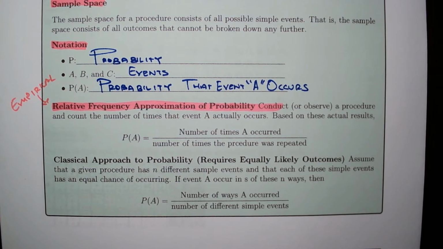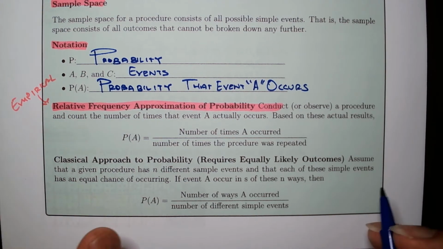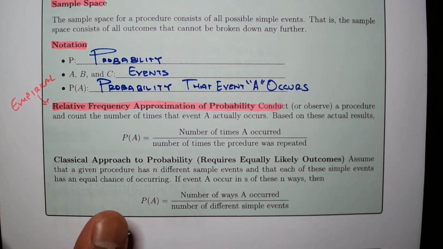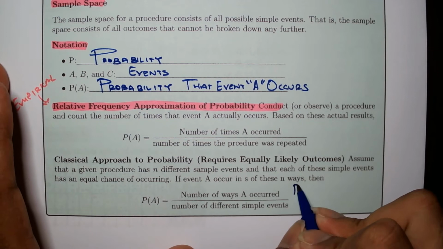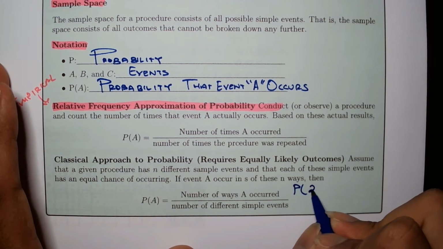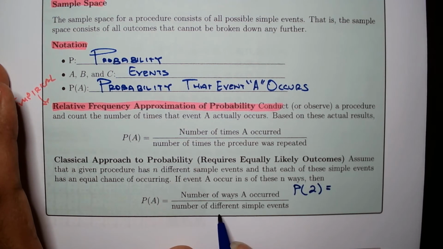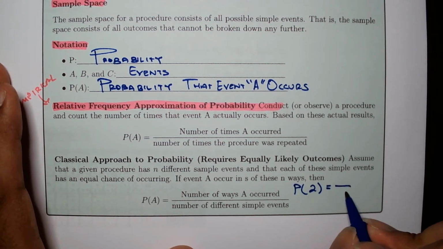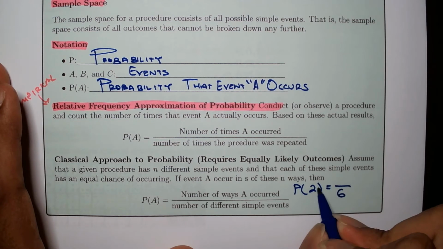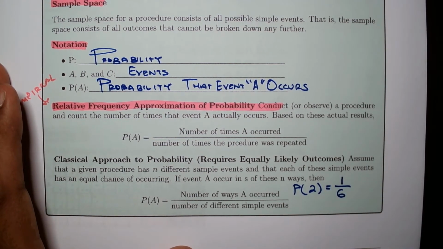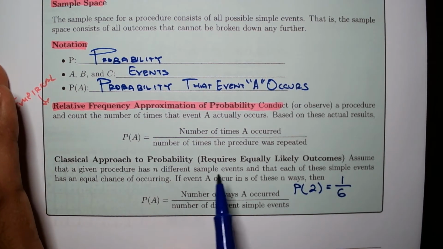For example, let's describe rolling a die. If you want to find the probability that we get a 2 on a die, how many total possible outcomes do we have on a die? Well, we have 6. So the total is 6. And how many 2s do we see on the die? Well, that's 1. So the probability will be 1/6. Now, this is using the classical approach.